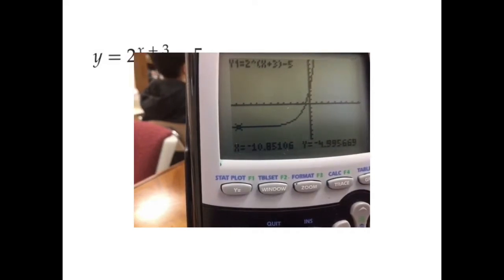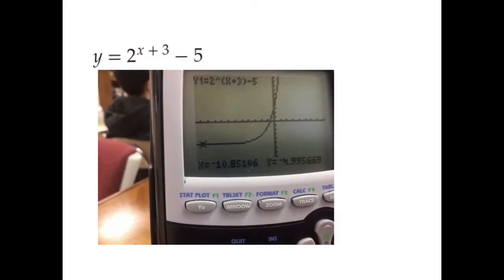Let me talk about why it never equals negative 5, okay? So the key is this value right here, okay? In order for y to equal negative 5, what does what I've circled in red have to equal? 0. It has to equal 0. If that equaled 0, then y would equal negative 5, okay?